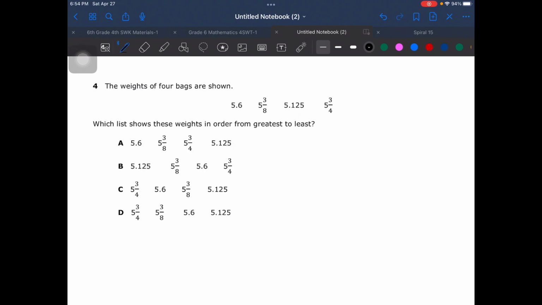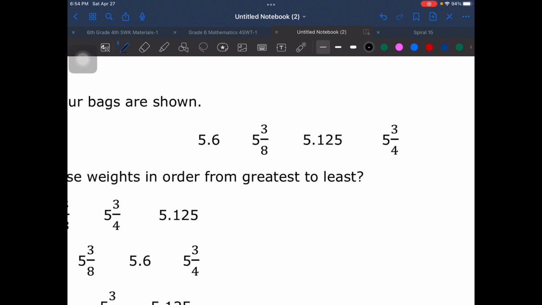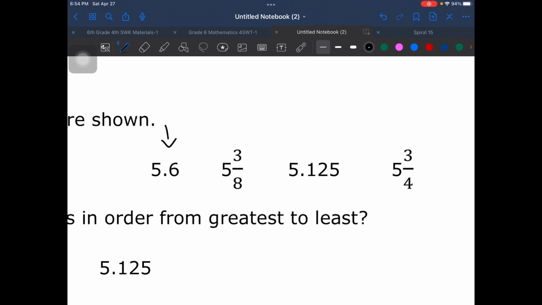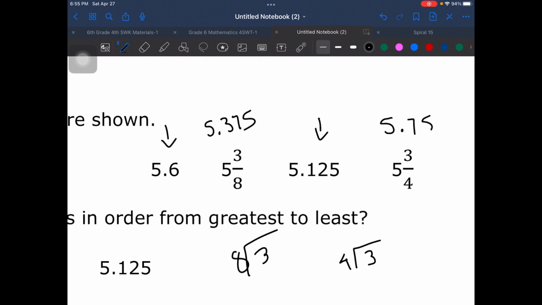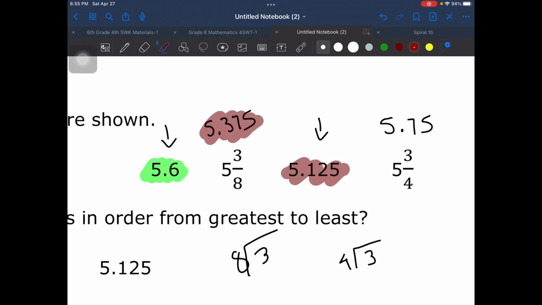La número 4, chicos. La número 4, what we have to do is we have to make sure each one of these is a decimal. Now, the ones that are not decimals, you divide to find the decimals. And once you do that, we're going to find that this is 5.375 and this is 5.75. Sir, but what do I do if this one has one decimal, this one has 3 decimals, and then this one has just 2 decimals?